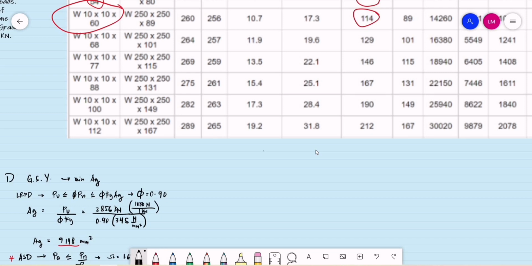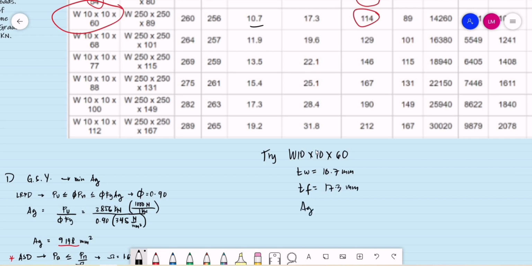So let's try W10 by 60. So let's have the properties. The thickness of the web is 10.7 millimeters. The thickness of the flange is equal to 17.3 millimeters.